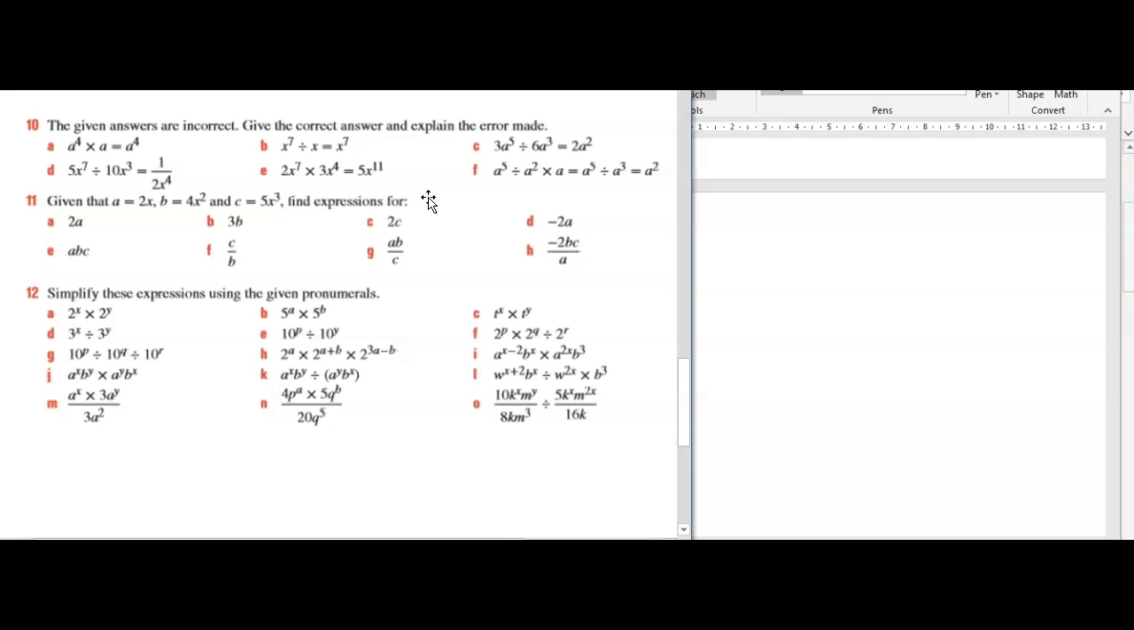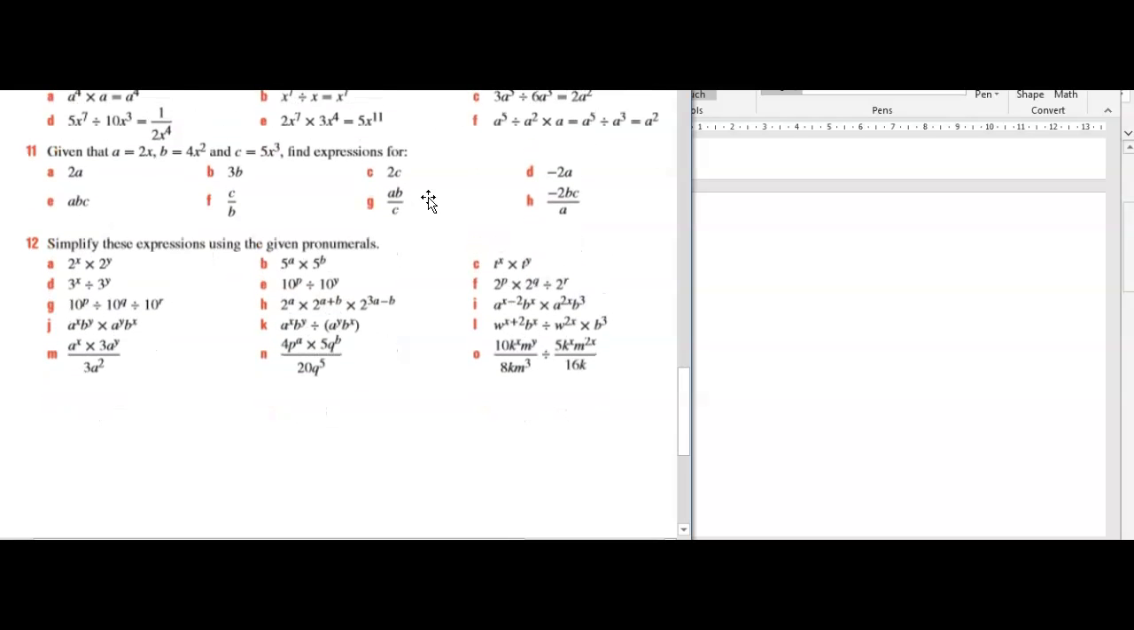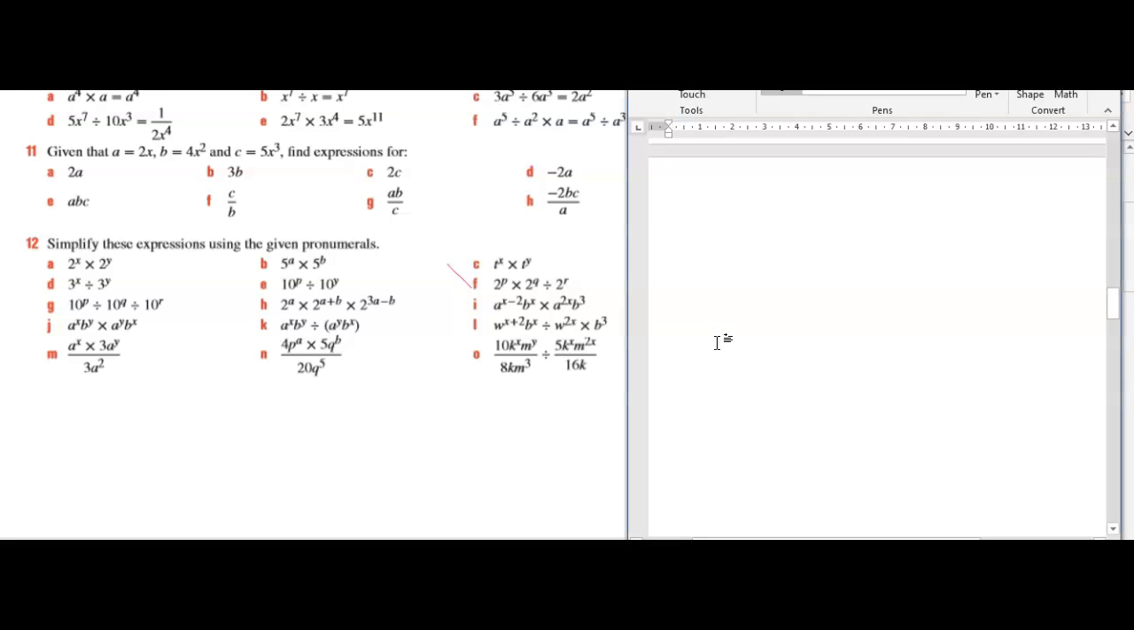Okay, let's move on to question 11. Given that A equals 2x, B equals 4x squared, and C equals 5x cubed, find the following. Whoops, just drew on my page. Let me just fix this.